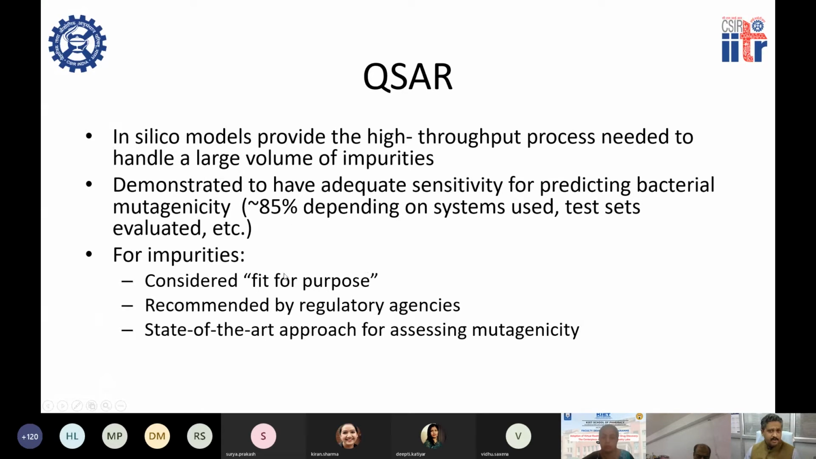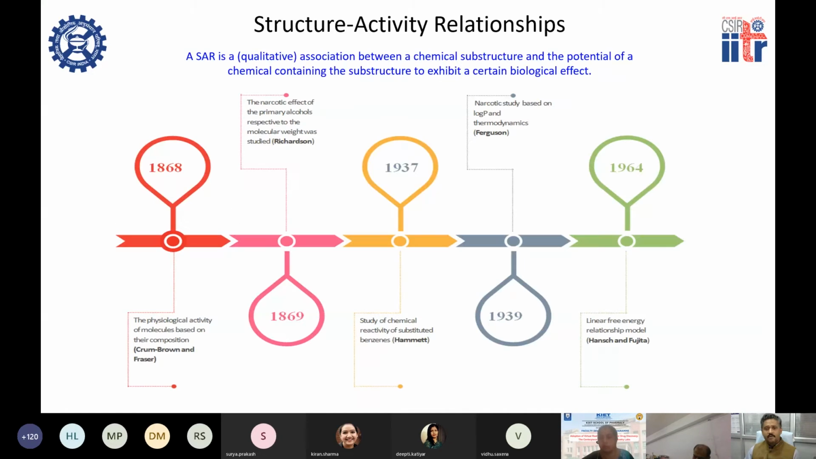And the QSAR model is now recommended by various European agencies, the FDA and others for use before starting your experiment, particularly on mutagenicity tests, like putting an active compound in active pharma chemical impurity identification. QSAR is not a recently emerged approach like what we are currently calling machine learning or artificial intelligence.